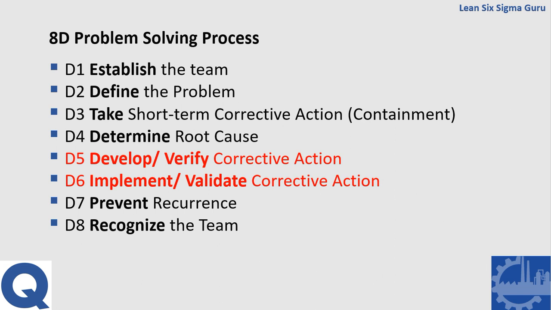So we begin in step D1, we establish a team. In D2, we define the problem. In D3, we take short-term corrective action or containment to mitigate customer risk. In D4, we determine root cause. And in D5, we develop and verify corrective action. In D6, we implement and validate that corrective action. Those are the steps we'll talk about in this video.